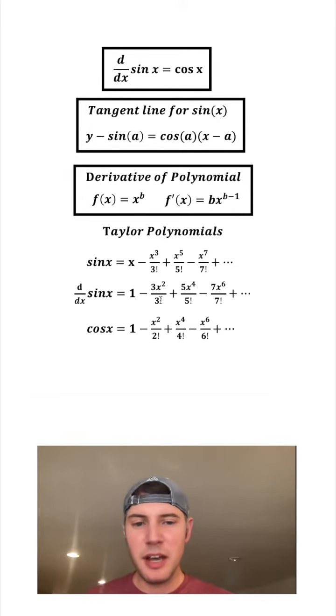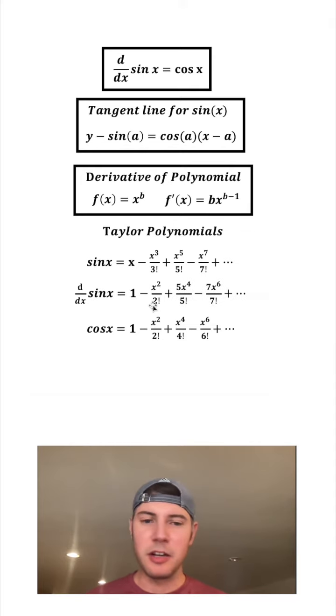And then this 3 and this 3 factorial is going to drop this down to a 2 factorial. And this 5 and 5 factorial drop to a 4 factorial. 7 factorial drops to a 6 factorial. And that's going to continue on forever.